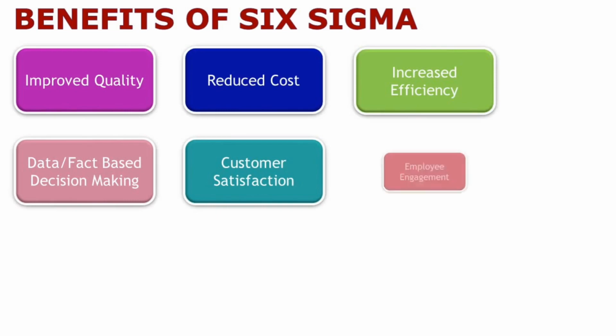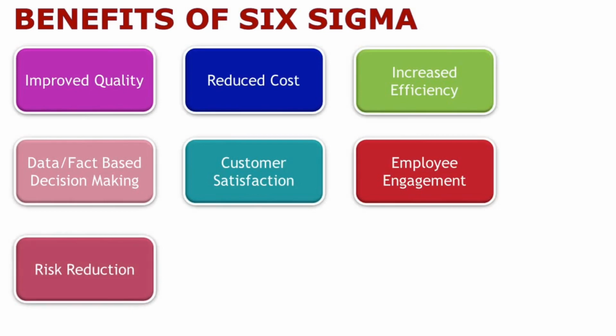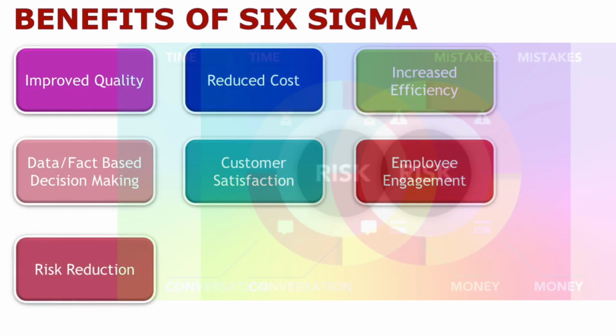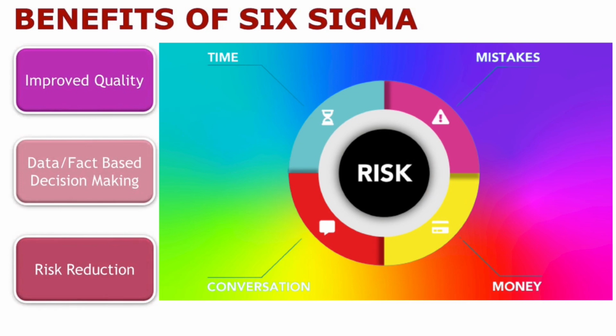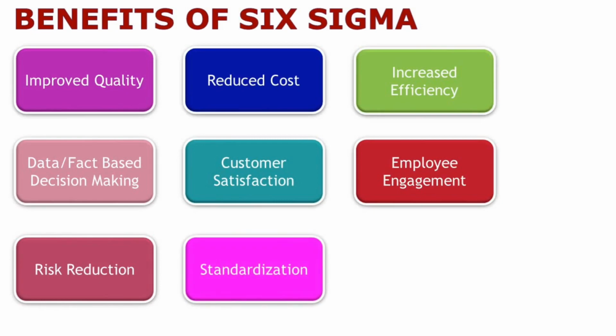Next one is employee engagement. Six Sigma encourages employees to be part of the improvement process, leading to increased engagement and job satisfaction. Next one is risk reduction. With better control over processes, you can mitigate risk and respond effectively to challenges. Next one is standardization. Standardize processes, reduce variability and ensure consistent results. Next one is sustainability. Six Sigma helps create sustainable processes that can adapt and thrive in changing environments.